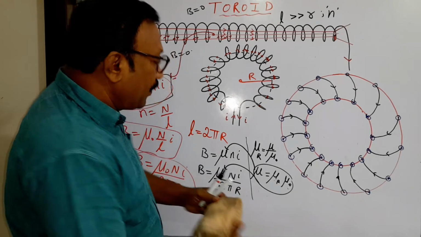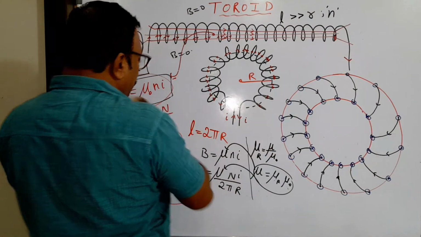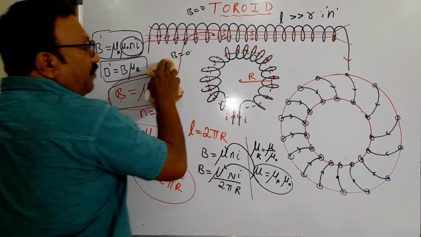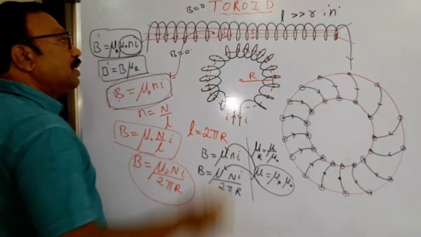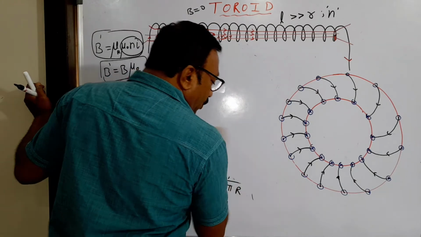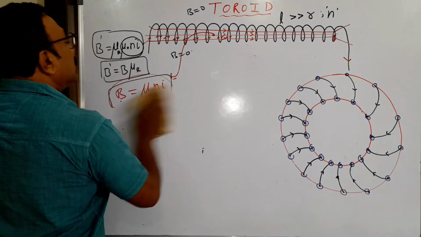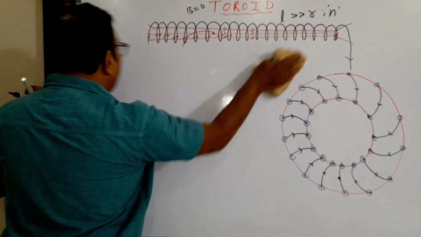Okay. So when I take this further, I want to prove these formulas: the field here is 0 and the field inside the core. These formulas I want to prove. I will be using Ampere's circuital law. What is Ampere's circuital law? Just recollect. Then only you can do this.